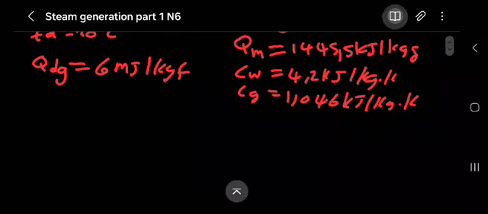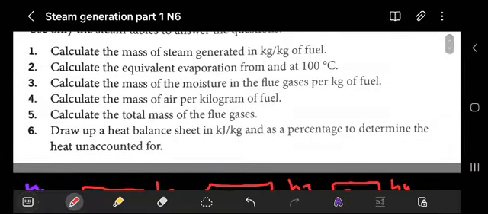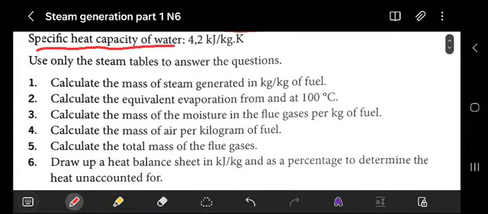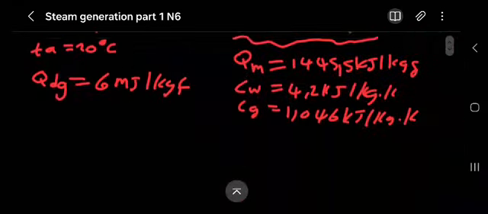All right, let's check the question. What does it say? Using the steam table, answer the following questions. Number 1, calculate the mass of the steam generated in kg per kg of fuel. That means the mass of the fuel, we take it as 1.